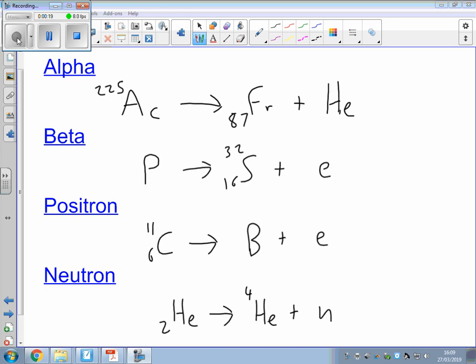So in these examples, you do need to know the mass and the charge of each of the types of particle. So alpha, you know that the helium nucleus, the alpha particle, has to have a 4 and a 2. It's got a mass of 4 and a charge of 2. So then we can balance it. So for the mass, 225 has to equal the mass of francium plus 4. So that's got to be 221.